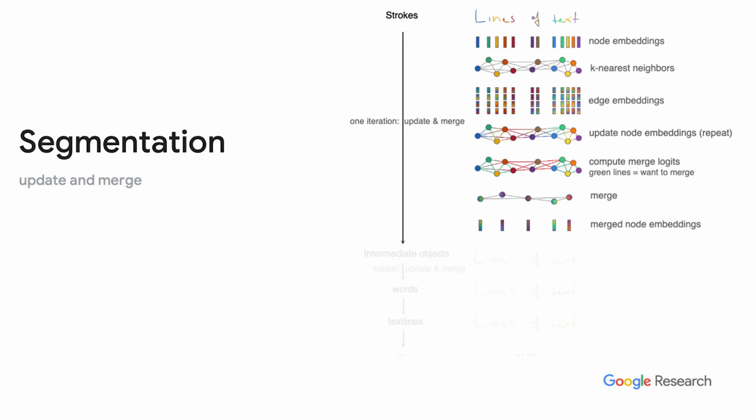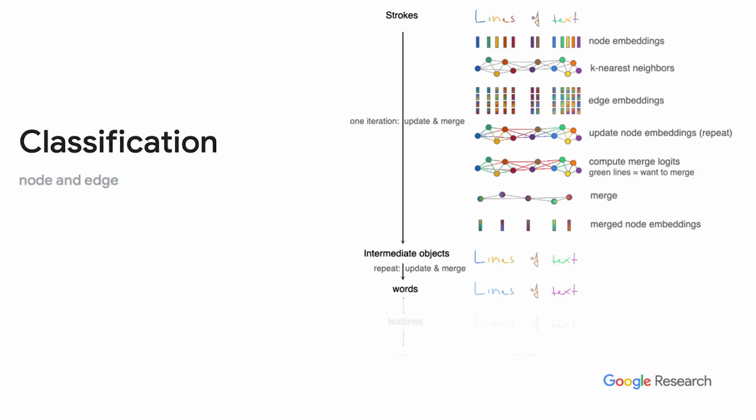Then, we identify the nodes that should be merged and merge them into new node embeddings. We repeat this update and merge process several times until there are no more nodes that want to merge. Then, we run classification algorithms over the node embeddings to get the labels for the ink objects, such as word. Similarly, an edge between two nodes is classified as a relationship, such as underlying.